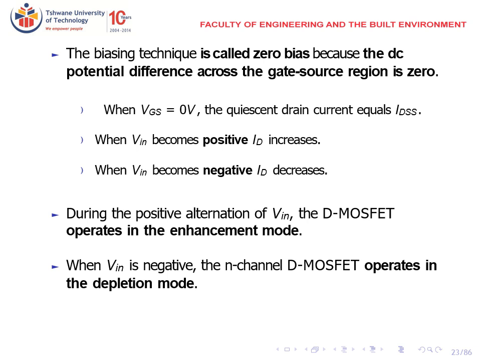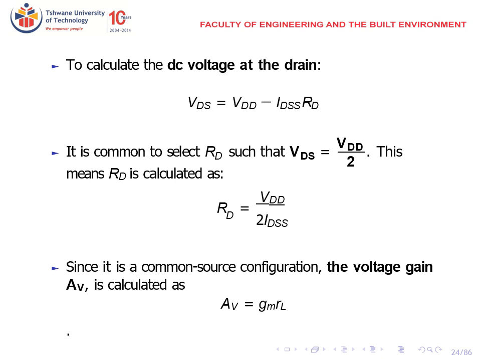When Vin becomes positive, ID increases. When Vin becomes negative, ID decreases. During the positive alternation of Vin, the D-MOSFET operates in the enhancement mode. When Vin is negative, the D-MOSFET operates in the depletion mode. To calculate the DC voltage at the drain, VDS is equal to VDD minus IDSS times RD.